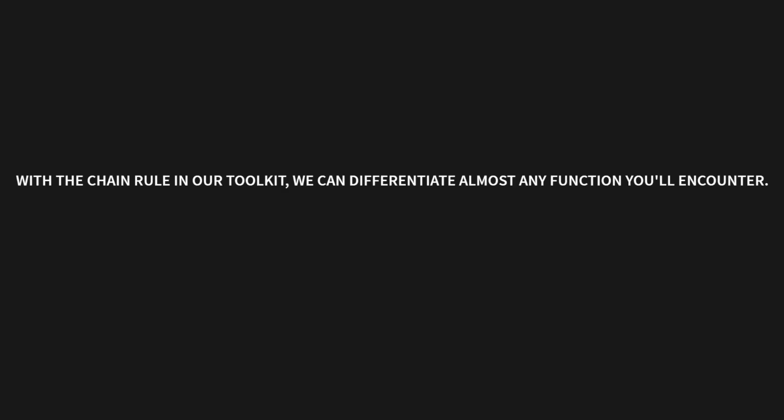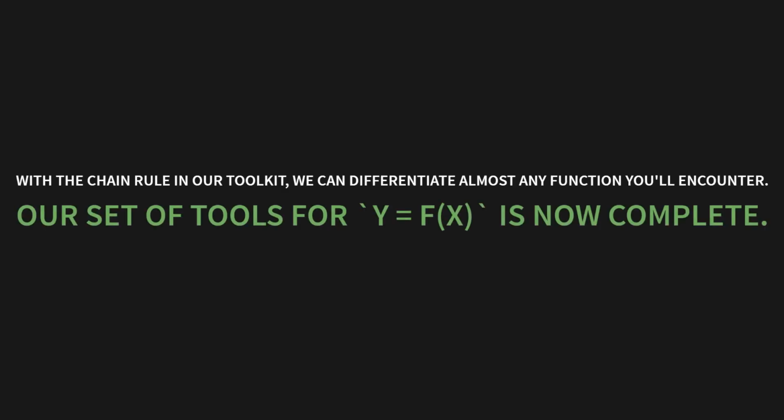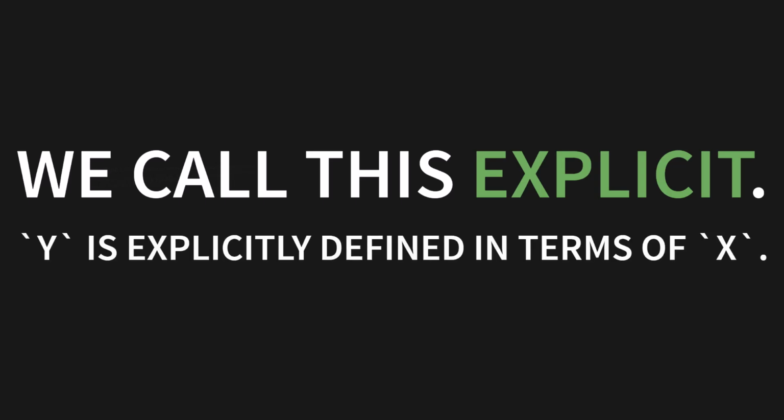With the chain rule in our toolkit, we can differentiate almost any function you'll encounter. Our set of tools for y equals f of x is now complete. So far, we've been dealing with functions that are really nicely behaved. We call this explicit. Y is explicitly defined in terms of x. It's pretty easy. You've got things like y equals x squared, or maybe y equals sine of x divided by e to the x. You can always get y on one side and all the x stuff on the other.